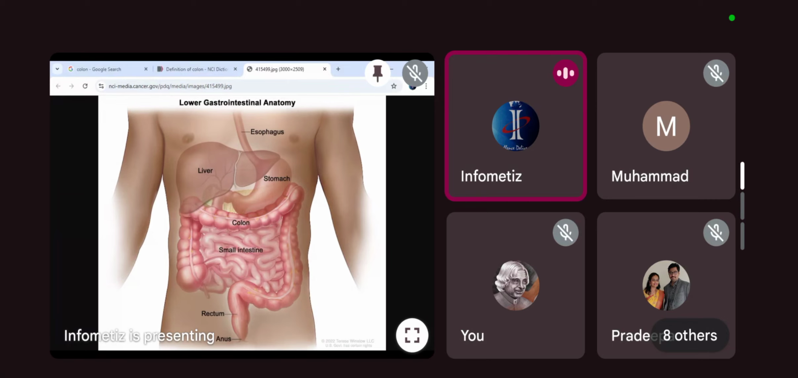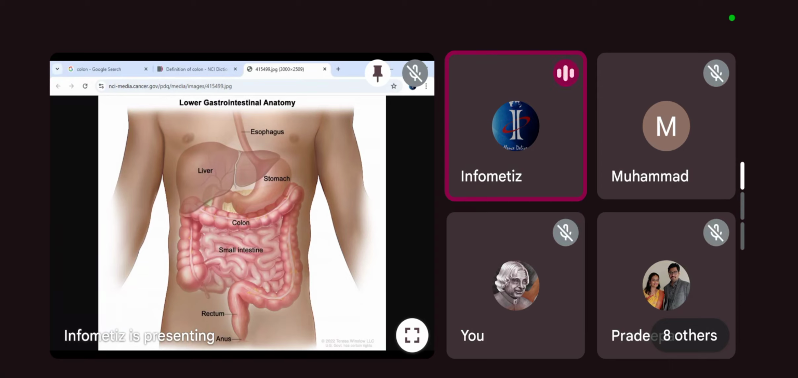The absorption of food will be done in the small intestine, and a little absorption will be done in the colon or large intestine. In the large intestine, the colon, we have a last part, the rectum, where all the waste material will be stored, and then we will pass out that waste material through the anus, the opening of the rectum.